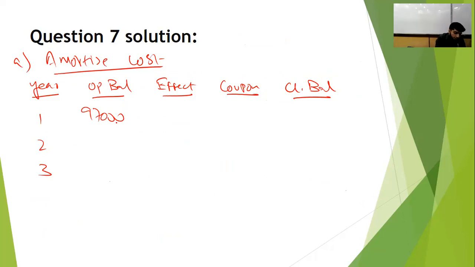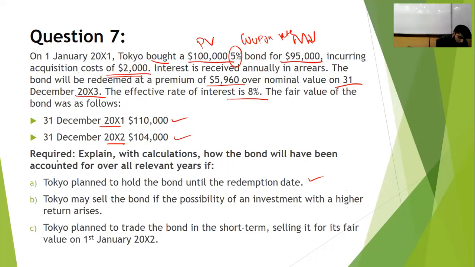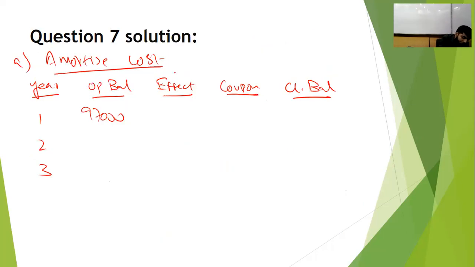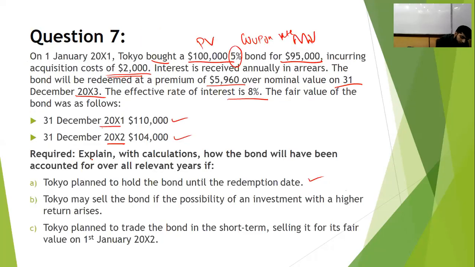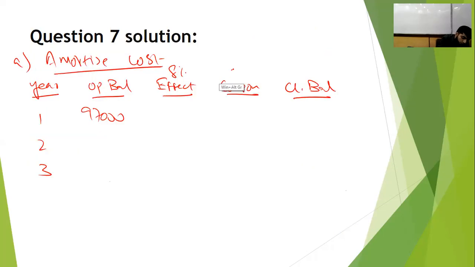Is it clear? Now, what is the effective rate of interest? That is 8%. And what is the coupon rate? Coupon rate is 5%. Always remember, effective rate is applied on the invested amount. Right now, the invested amount is 97,000. So 97,000 multiplied by 8% will make 7,760.